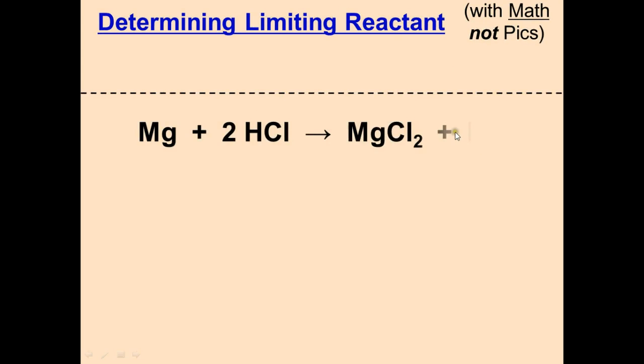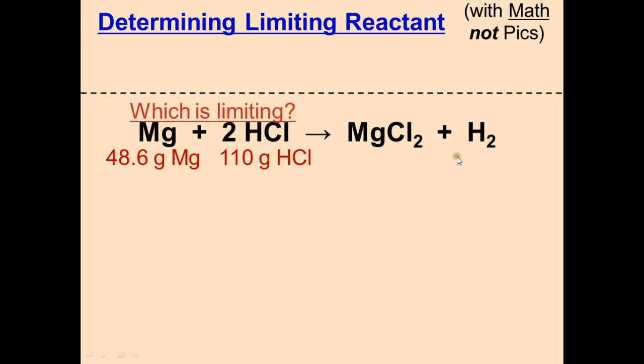Now we're going to determine limiting reactants, but this time we're going to use math, not just pictures. Here we have a chemical equation, and we're asked which of the following is limiting this reaction. We have 48.6 grams of Mg and 110 grams of HCl. How could you figure that out? How does a few grams tell us how much we can make?